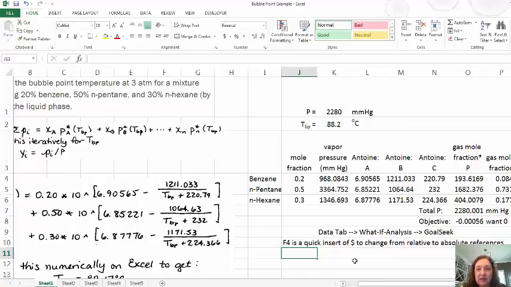So this concludes our discussion of the bubble point and dew point calculations. Dew points are a little bit easier, so I have not done an Excel example on that, but they're a little easier and they do have some examples in the textbook.